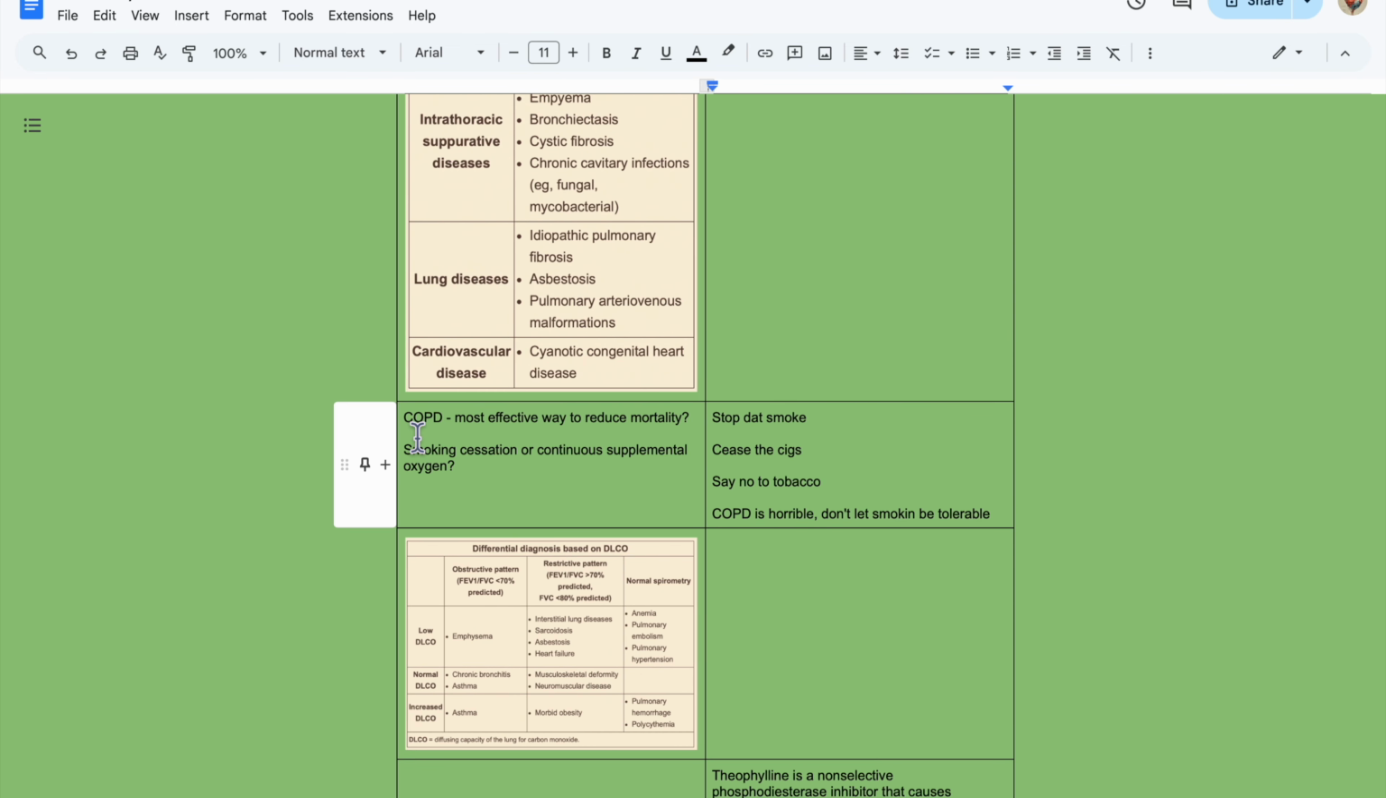Okay, so we have a patient with COPD. What is the most effective way to reduce mortality? Smoking cessation or continuous supplemental oxygen?